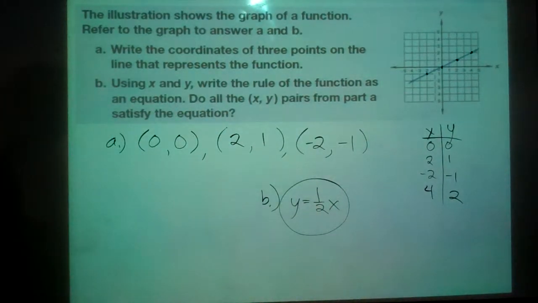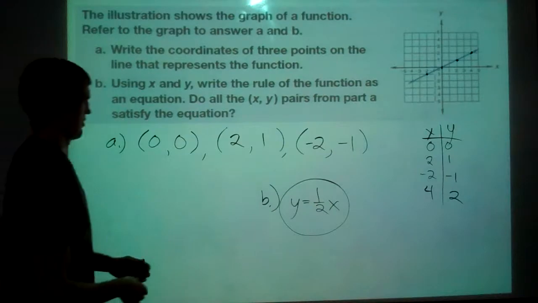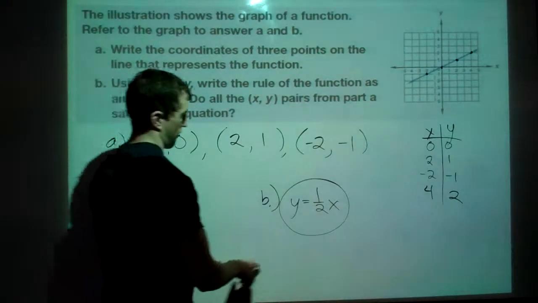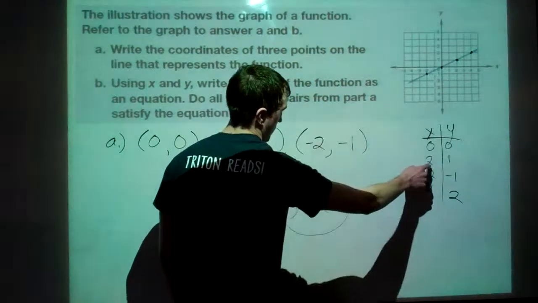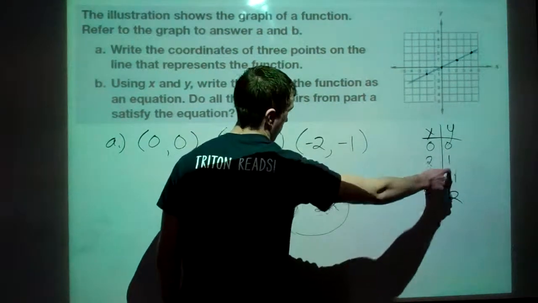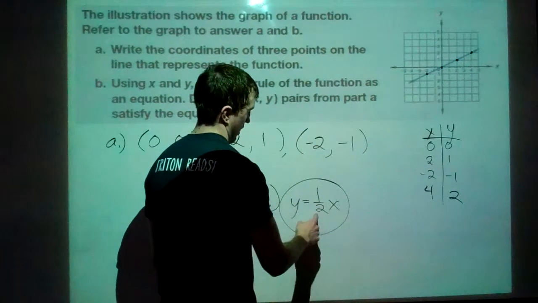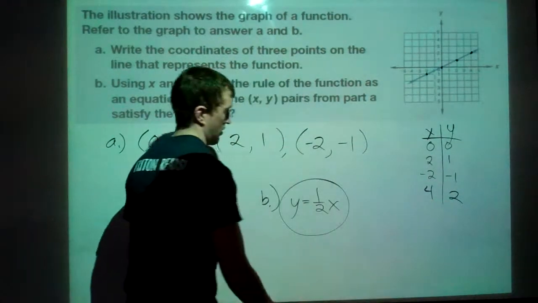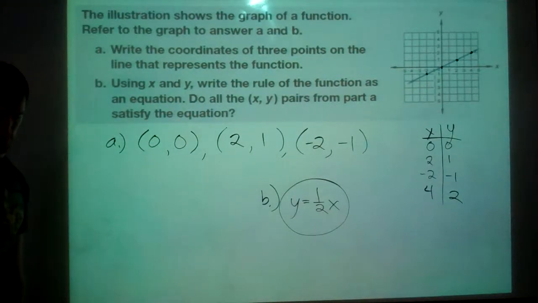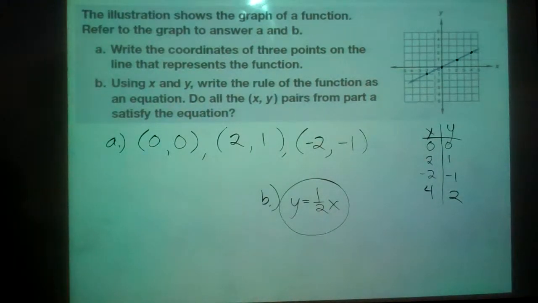Half of x. Okay? And that should make sense. If I put 0 in for x, 1/2 times 0 is 0. 1/2 times 2 is 1. 1/2 of negative 2 is negative 1. Half of 4 is 2. Alright? So that's where we're getting that from. Alright, I think that's all I've got.